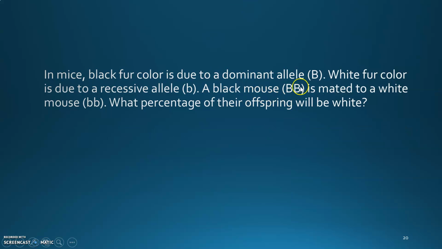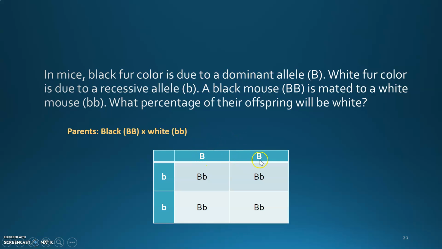So what if we change the genotype of the mouse to be homozygous dominant rather than heterozygous? And it now is a black mouse with a big B, big B genotype crossed to a white mouse, which is small b, small b. How many of their offspring will be white then? So if our parent is big B, big B, black mouse, times white, small b, small b, we can have two big B's for that parent on the top, two small b's down the side. And then all of the individual offspring will have the same genotype. Big B, small b. They'll all be heterozygous.